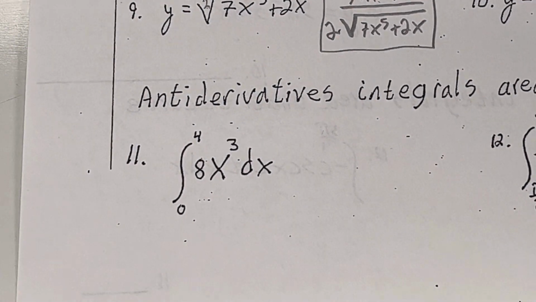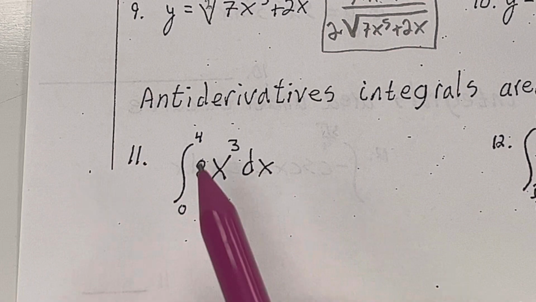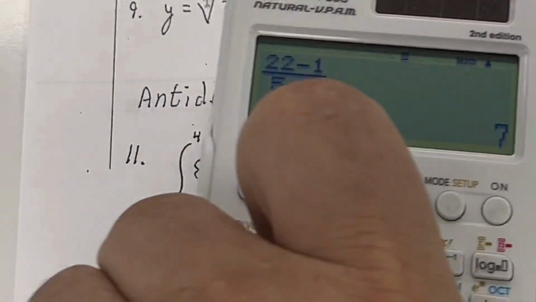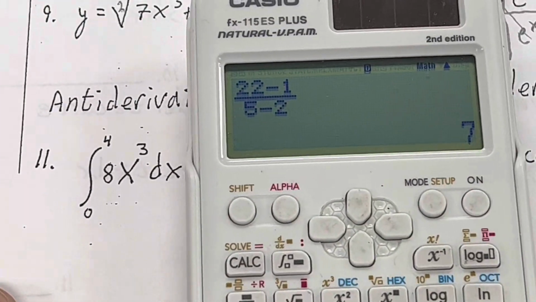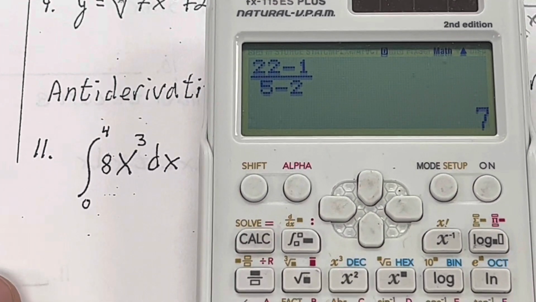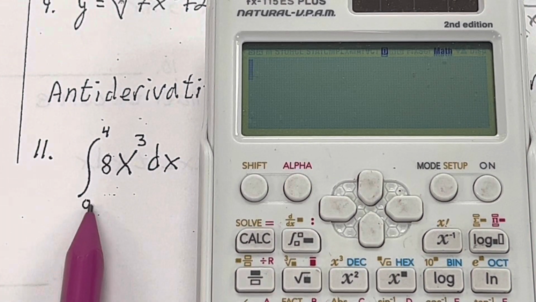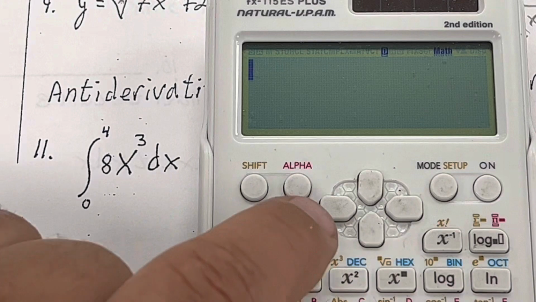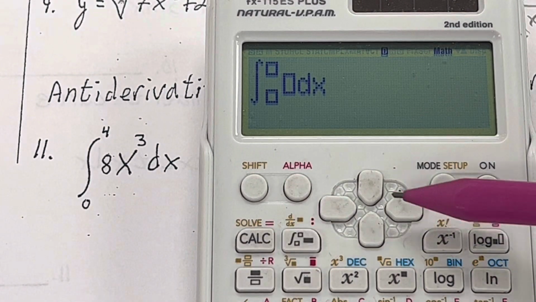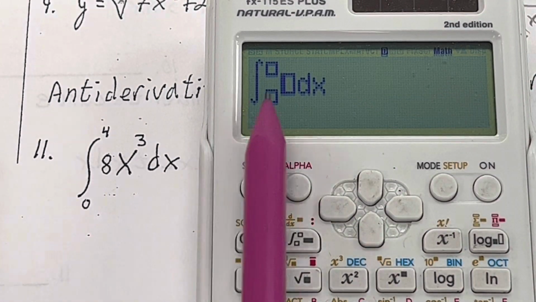Antiderivative. For number 11, the antiderivative can be done totally in the calculator. So let's set it up. First thing you're going to do is make sure you're in mode 1, normal computational mode. And then, to get this symbol to appear, you're going to hit this button right here. Just hit it. And ta-da. Don't hit the arrows. You want to keep it in the big rectangle.